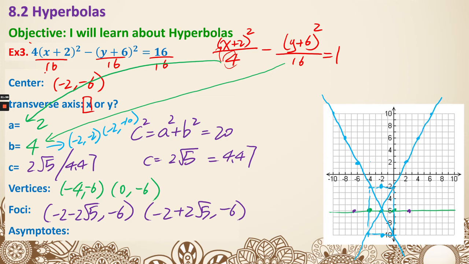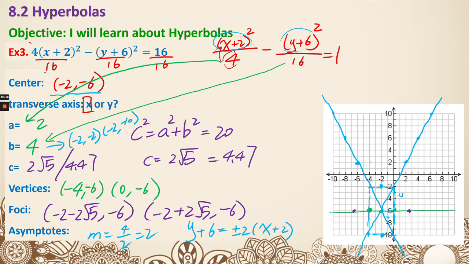My slope, well, it has to be this triangle right here. That is 4 and a 2, so that means my slope is 4 over 2, which is a 2. But I still need to use my center to write my asymptotes. And remember, use the x plus 2 and the y plus 6. So it's going to be y plus 6 equals plus minus 2 times x plus 2.